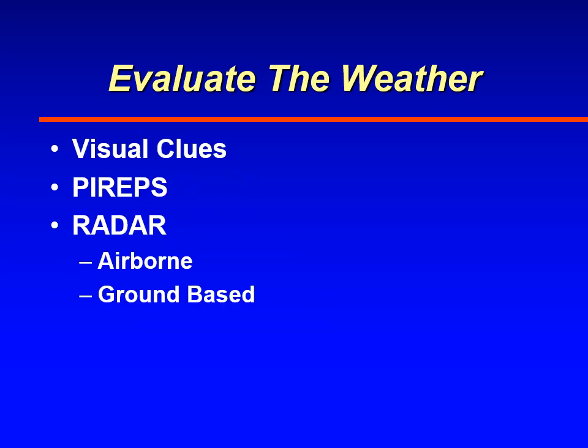But there are other things also, such as visual clues as you fly into or out of an airport. Are there cumulonimbus around the airport, towering cumulus? Pilot reports are invaluable, especially aircraft on final approach or taking off. And then finally, of course, being able to use your radar, the airborne weather radar, or for that matter, the ground-based weather radar, whether it be TDWR or the WSR-88D network through data link or other sources.